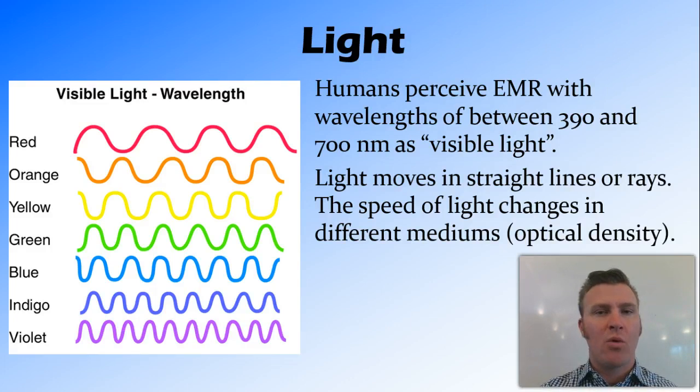However, when it moves from one medium to another, it can change speed. So it has a constant speed in a vacuum, but in a different medium, it can have a different speed, similar to how sound changes speed depending on the medium it's in. Light changes speed as well. And this amount of change in speed we refer to as optical density. So mediums that are more optically dense, it's slower for light to travel through.